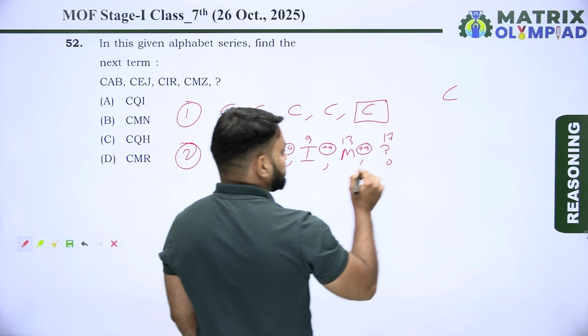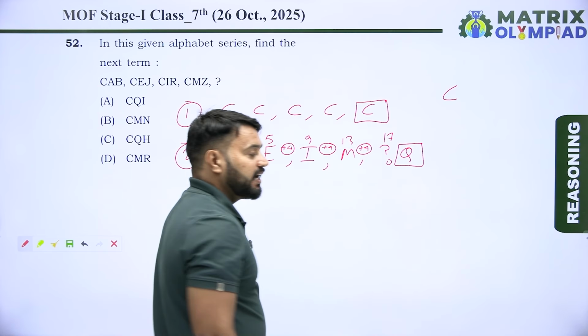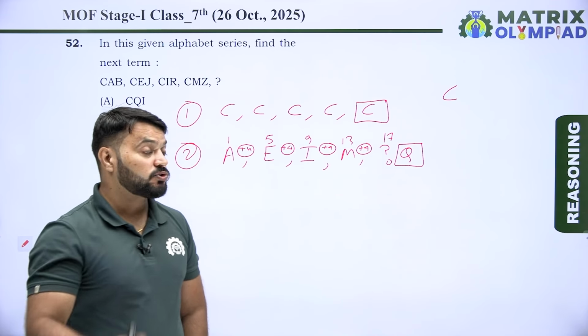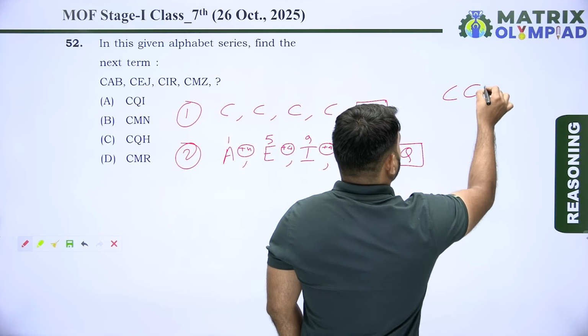17 means Q, because the place value of Q is 17 in the English alphabet. So the second letter of the missing term is Q.